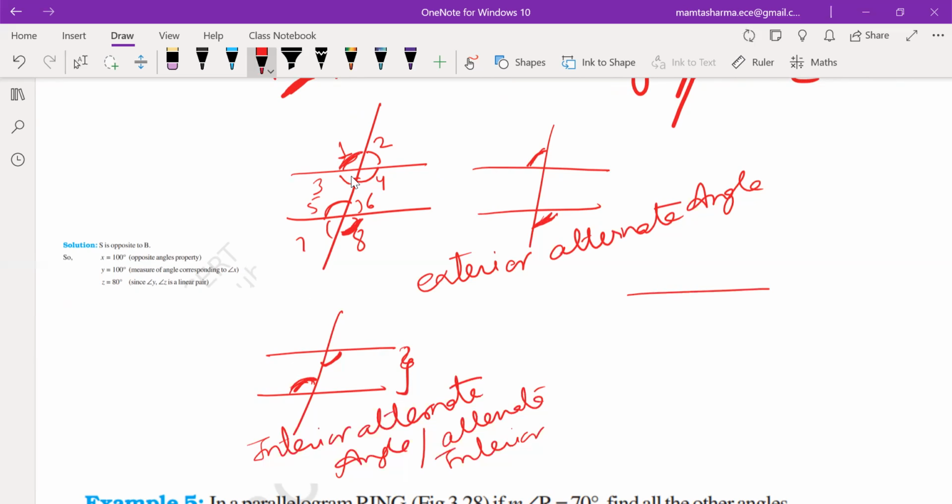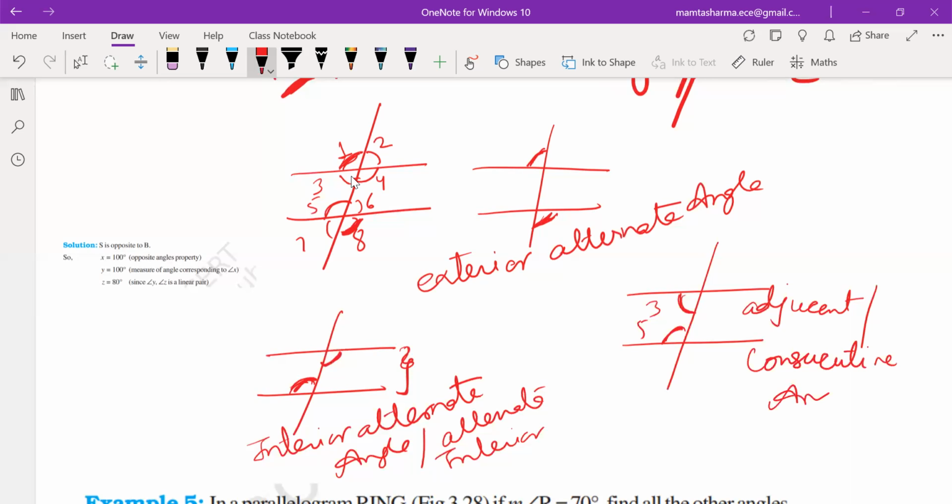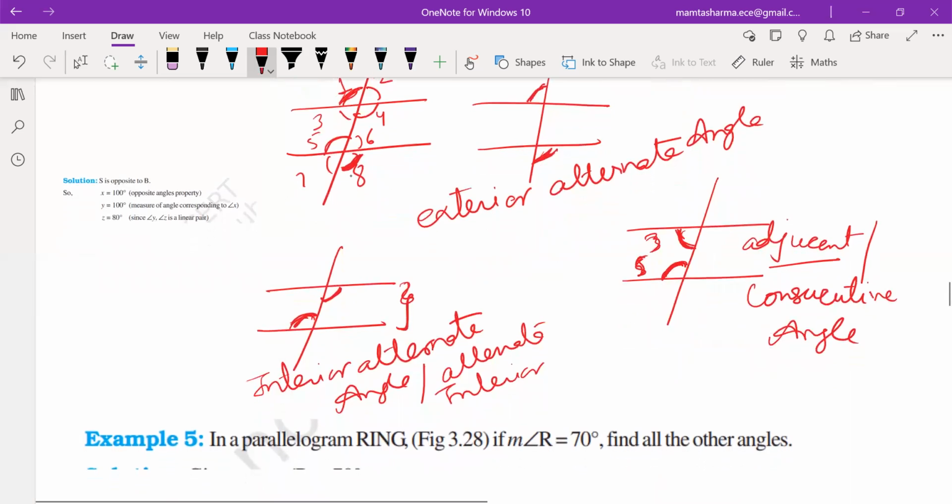Now, angles 3 and 5 are called adjacent angles, or some of your teachers have told consecutive angles. Both are same. Adjacent means they are near to each other. Remember, this we learned in 7th only. They all will be used here, that's why I'm revising. So consecutive angle or adjacent angle, or alternate angle.